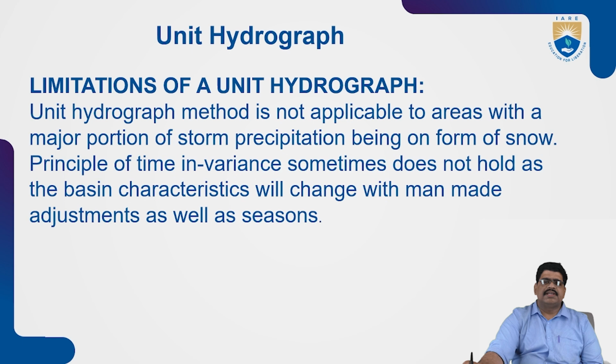Now, what are the limitations of the unit hydrograph? The unit hydrograph method is applicable for that area. Major portion of the precipitation, storm variation and also the principle of the variable sometimes does not hold. The basin characteristics will be changed and adjusted as per the seasons.